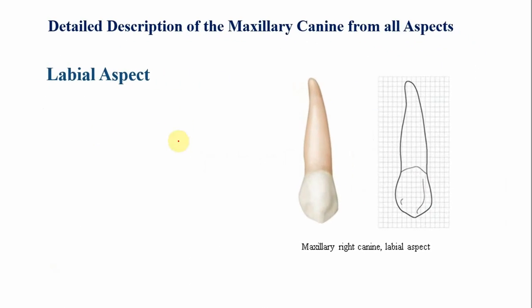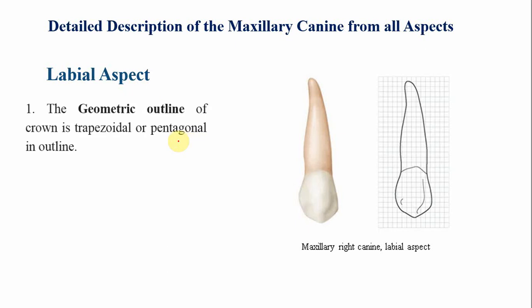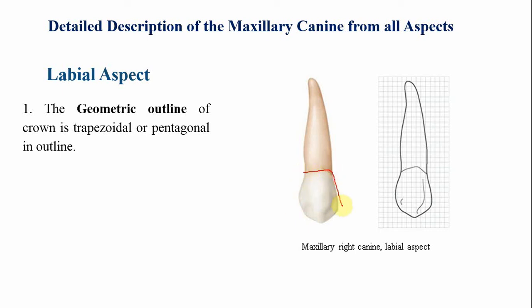Regarding description of various aspects, first we'll discuss the labial aspect of the maxillary canine. The geometric outline is a trapezoidal or pentagonal outline. As you can see, the outline of the crown resembles a five-sided figure or shape, a pentagon. So the outline is roughly trapezoidal or pentagonal.